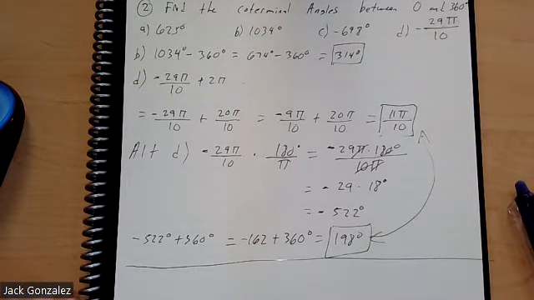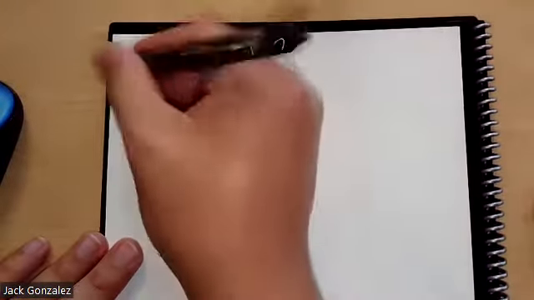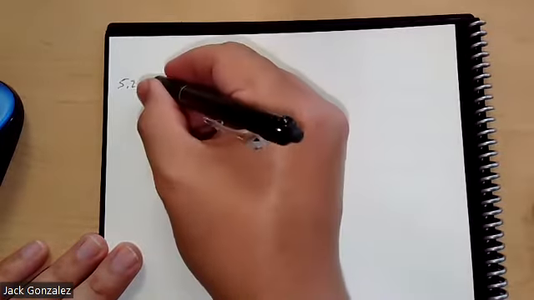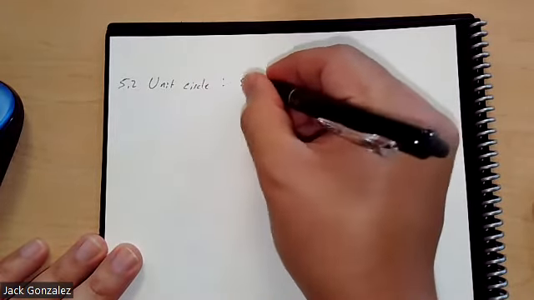All right, let's move on to 5.2 then, I guess. For 5.1, the main thing you need to worry about is, can you convert from degrees to radians, radians to degrees, and find coterminal angles. That's pretty much it. 5.2, then you start using the unit circle, and you deal mainly with sine and cosine.